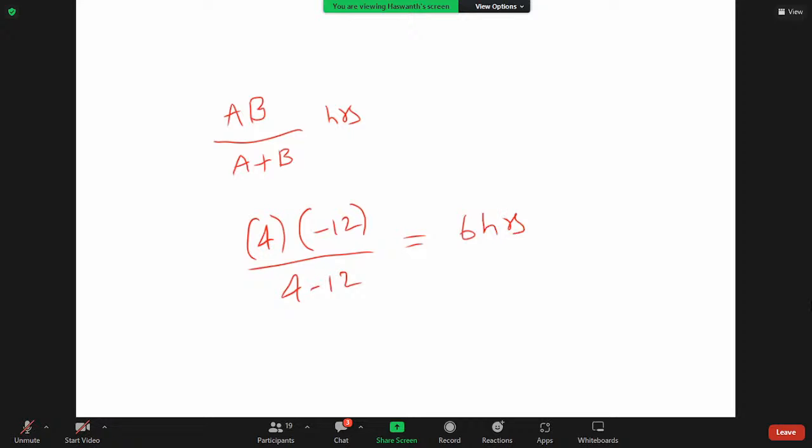So if A can do a work in A hours and B can do a work in B hours, time taken for work to get completed is AB by A plus B hours. One is an inlet pipe, A value is 4, the other is an outlet pipe, so B value is minus 12. Then substitute in the formula and calculate.